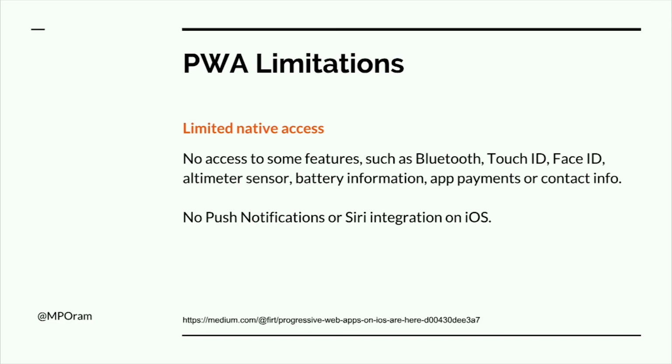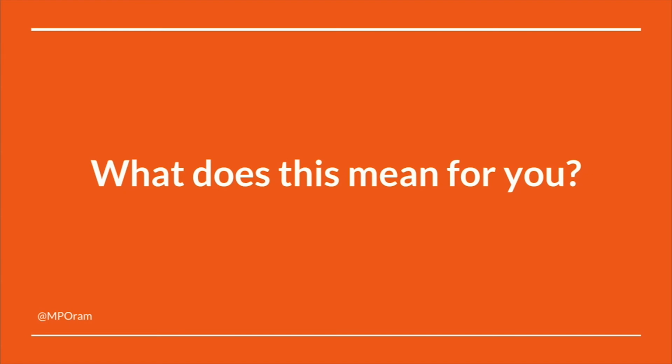That does vary depending on your device, but things like Bluetooth and your touch ID, so your fingerprint scanner, your facial scanner, that kind of stuff, your service worker can't access any of that. So if it needs access to any of that data, you have to pass it to and from using the post message and accessing it from your front end. iOS doesn't have access to push notifications or any Siri integration. On Android, you actually can access the Google Home Assistant and use push notifications, but not on iOS.